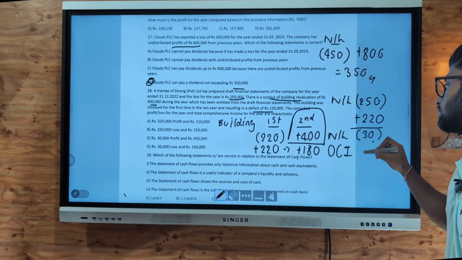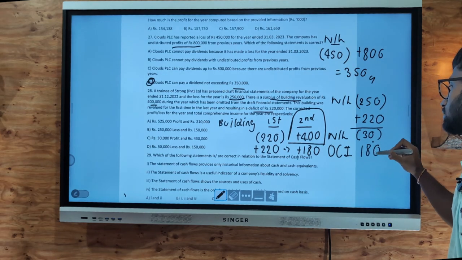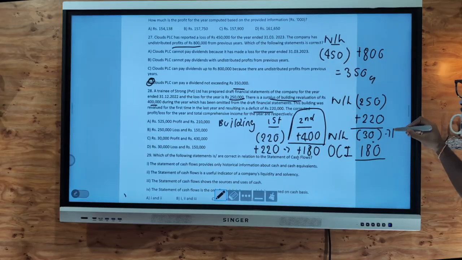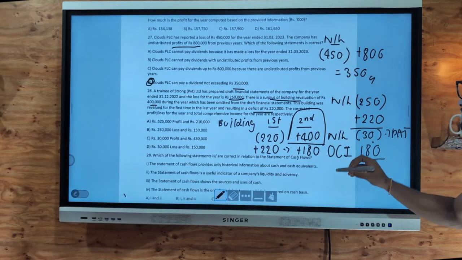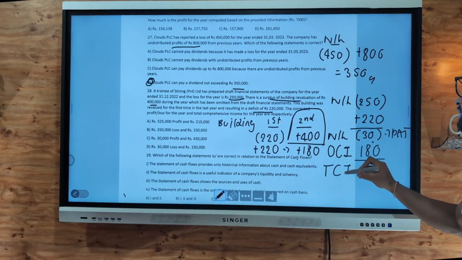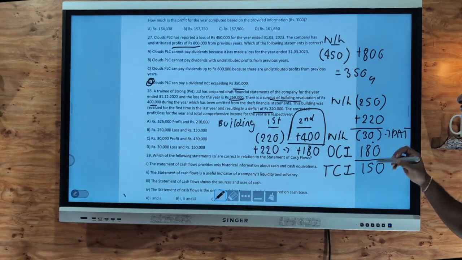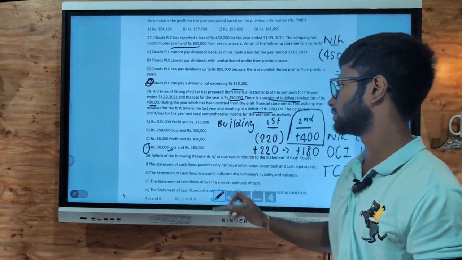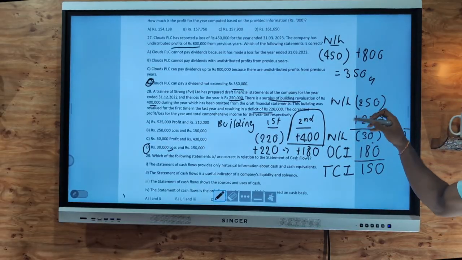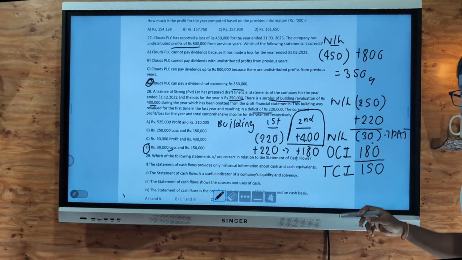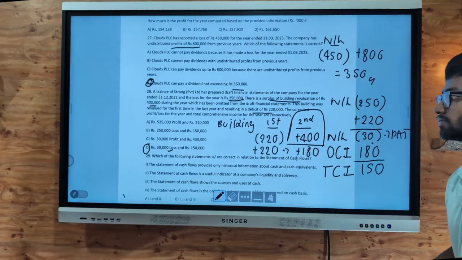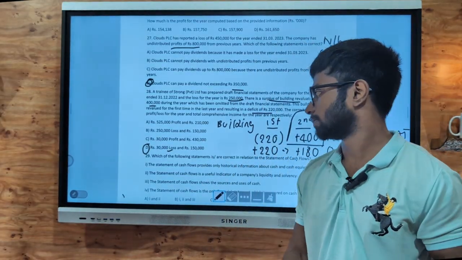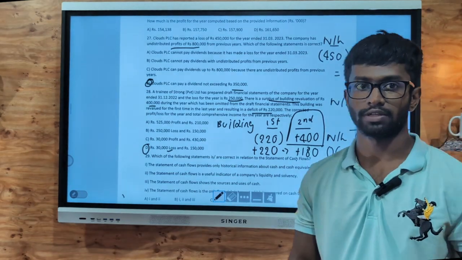Other comprehensive income, 180. Now this is the profit, or profit after tax. Plus other comprehensive income, you get the total comprehensive income as 150. So it should be answer number D. Loss of 30, we corrected this, we got a loss of 30. Total comprehensive income is 150. So hope you understood that part. We can move on to the next set of questions then.